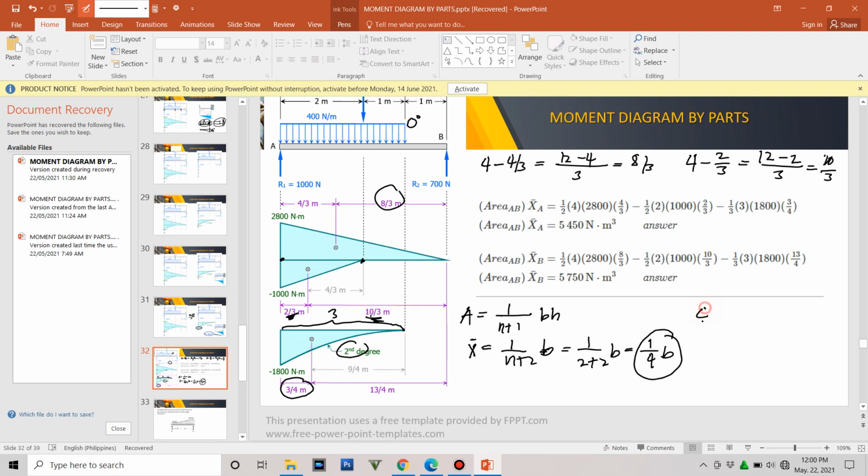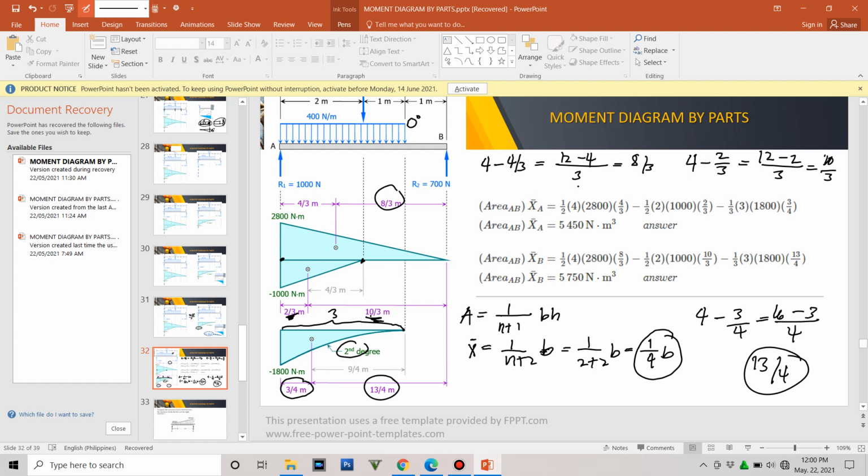4 minus 3 all over 4. Okay? LCD ka, 4. 4 times 4, 16, minus 3. So, we have 13 all over 4. Ito yon. Okay? So, all of the distances are established. Madali na lang yung ating moment of area.